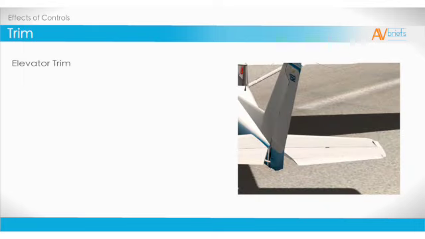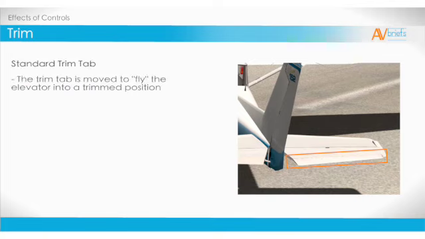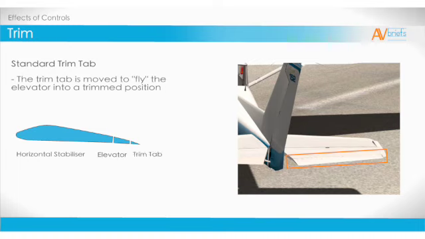Most aircraft use a movable trim tab to trim a control surface. The trim tab is moved to fly the elevator into a trimmed position. At the rear of the horizontal stabilizer is the elevator. The elevator is broken up into two pieces. The inboard section is the elevator. And at the very rear of the trailing edge is the trim tab.